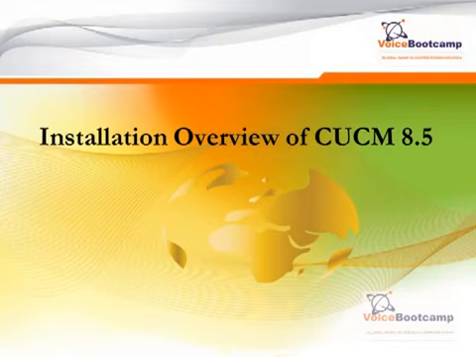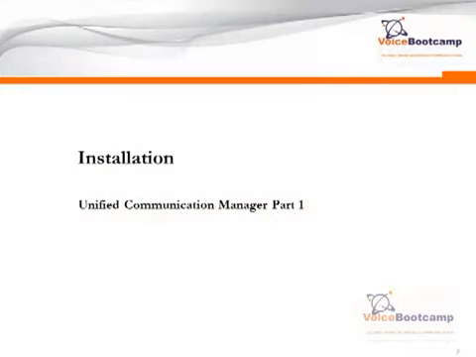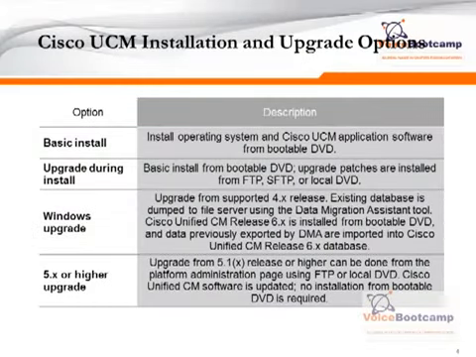In this chapter, we'll focus on installation overview of CUCM. When you install CUCM, you will have various options during the installation. First, you have the option to do a basic installation, which is basically a fresh installation of the system, where you can boot from DVD sets. You have an option to upgrade during the installation, whether you can upgrade patches, for example 7.1 to 7.13.